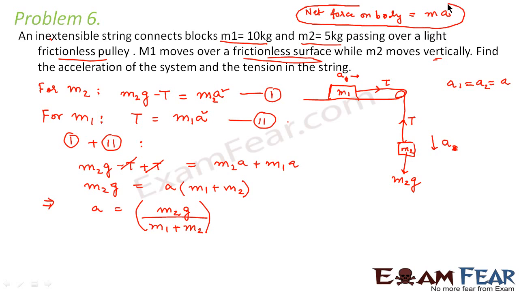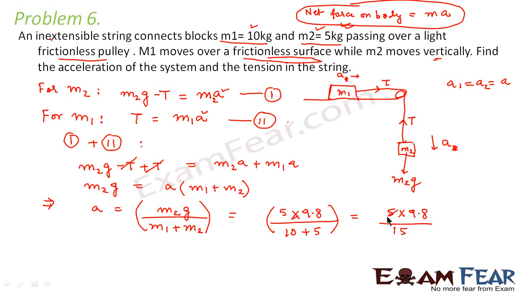Just remember this. Now once you are able to draw the free body diagram correctly, it will be very easy for you to find out the net force on the body. So here acceleration is m2g divided by m1 plus m2. Now in the question we are already given that m1 is 10 kg and m2 is 5 kg. So let us put the values. m2 is 5, g is 9.8, divided by m1 is 10, m2 is again 5. So we get 5 into 9.8 divided by 15. So we get the value as 3.27 meter per second square. So this is the value of the acceleration of the system.